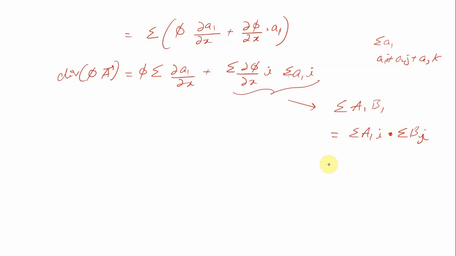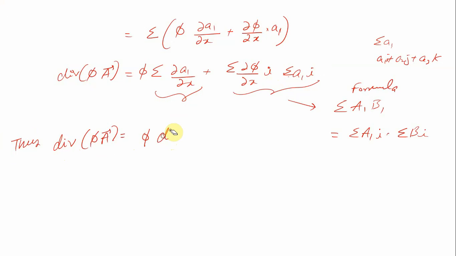So here you can see easily, students, this is a dot product. So using this formula, keeping in mind, we have simplified this, this is a1 and this is b1 summation. So now here you can see easily, students, thus we can say that divergence of φ a bar is equal to φ divergence of a bar plus gradient of φ into the summation a1 i, which is nothing but a bar. So this is a bar, students. So this is how we can prove this very easily.